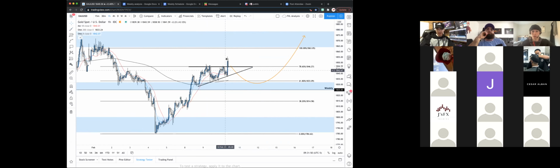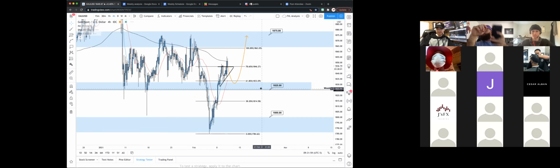So this is what he was talking about. We broke right through that, guys, and we're testing it as support now. It's honestly looking like it's going to form a wick and just push higher. So that's our target. We're looking to target a little bit higher here.